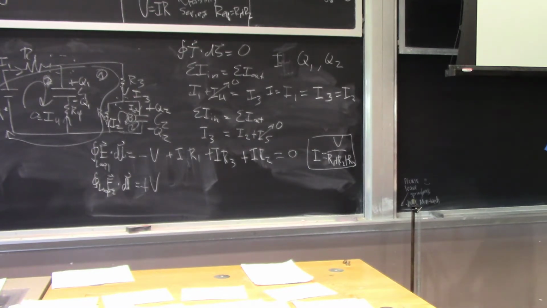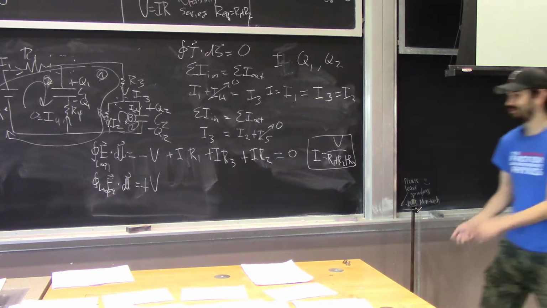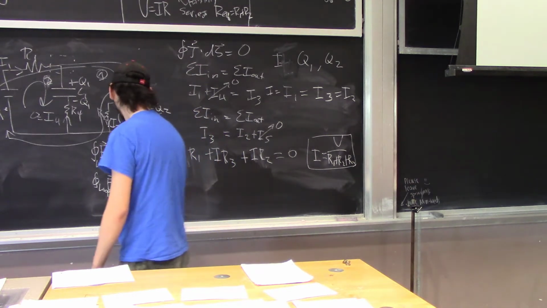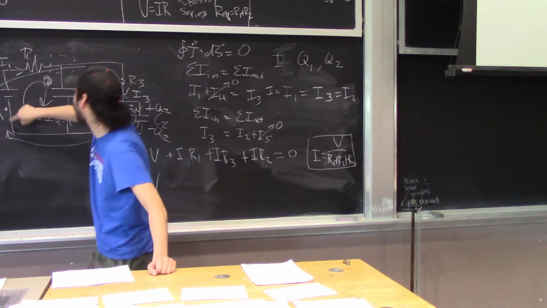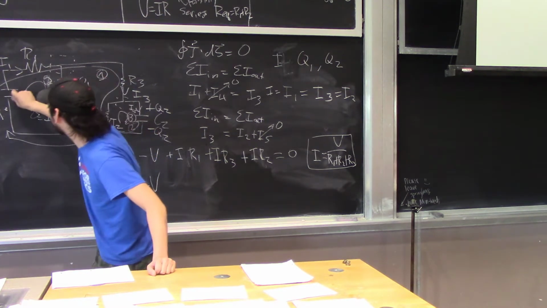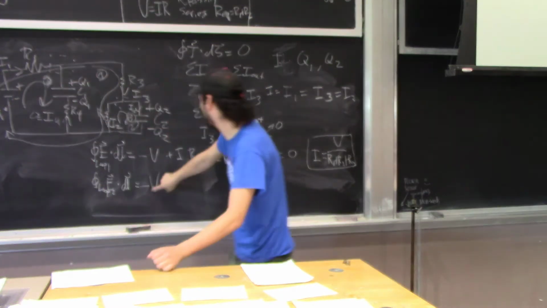Why would it give you a plus V? It seems like you're going in the same direction across it. Yeah. It should be a minus V. I was checking to make sure you guys are paying attention. But you see, this should be minus V, right? I'm going around this way. I hit the minus first, okay?